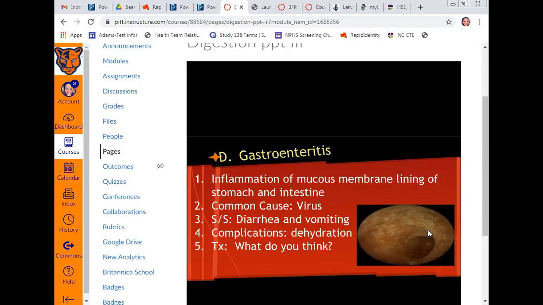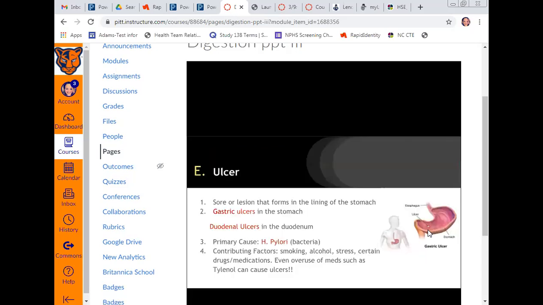If you get dehydrated because you're not drinking, then you have a different type of set of problems, okay? Treatment's going to be supportive care. Ulcer: you could have ulcers in multiple places in your stomach lining. It can be from a bacteria called H. pylori. It could be because you smoke, drink excessive alcohol, have stress. Certain drugs and medications also make it more common to develop an ulcer.